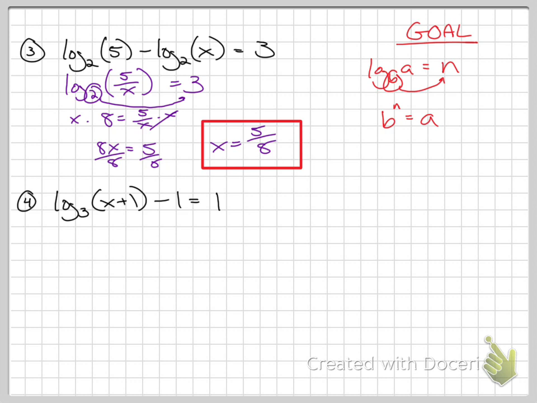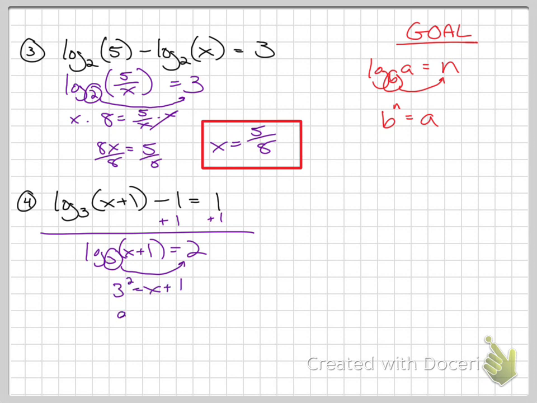Number 4, all your numbers need to be on one side. A log equals a single number, so add the 1. Log base 3 of x plus 1 equals 2. Change it to an exponent problem. 3 squared equals x plus 1. 3 squared is 9 equals x plus 1. Minus the 1, and x equals 8.